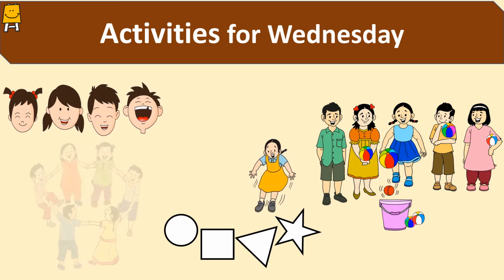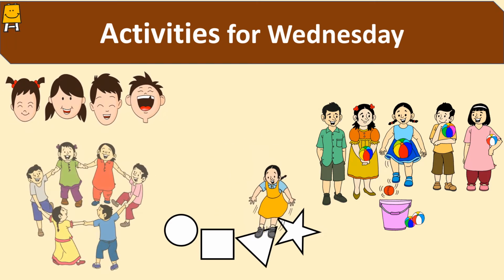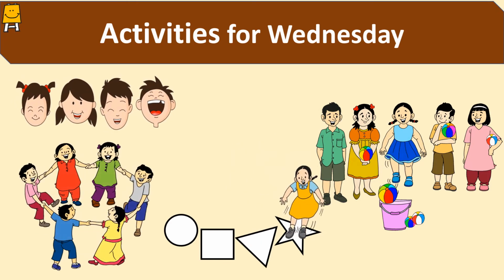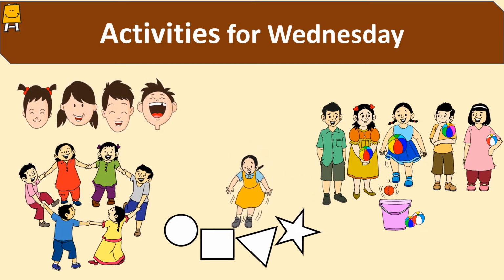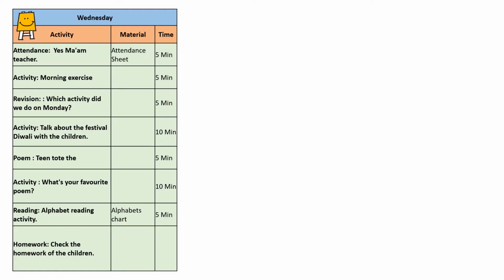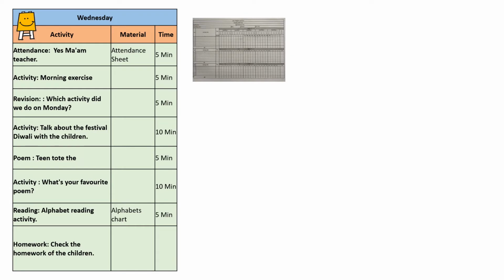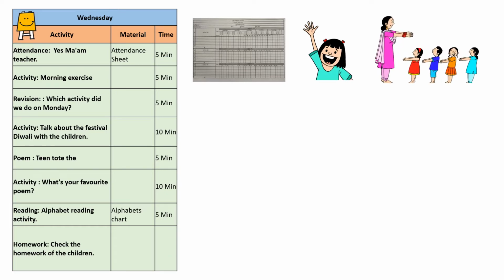Activities for Wednesday. Attendance. Instruct the children to stand at their place when their names get called out and say, "Present, teacher." Morning exercise. Do fun morning exercises with the children. Revision. Ask the children to discuss the activities that were done on Monday.